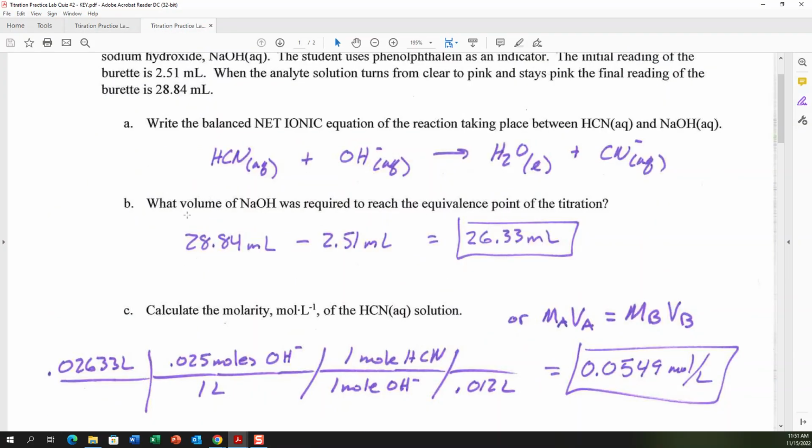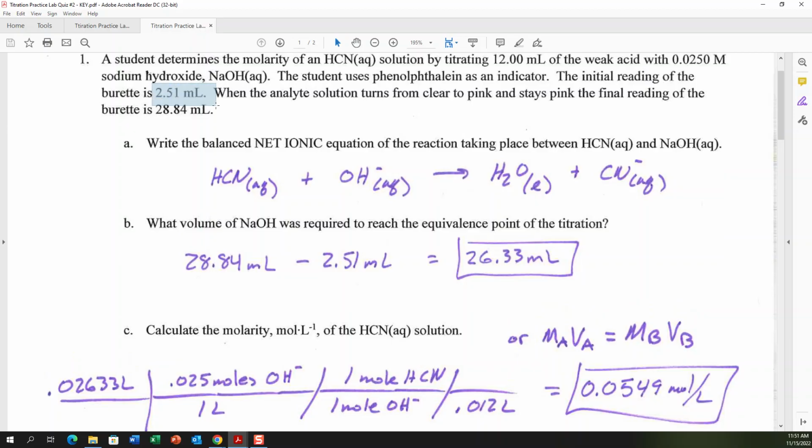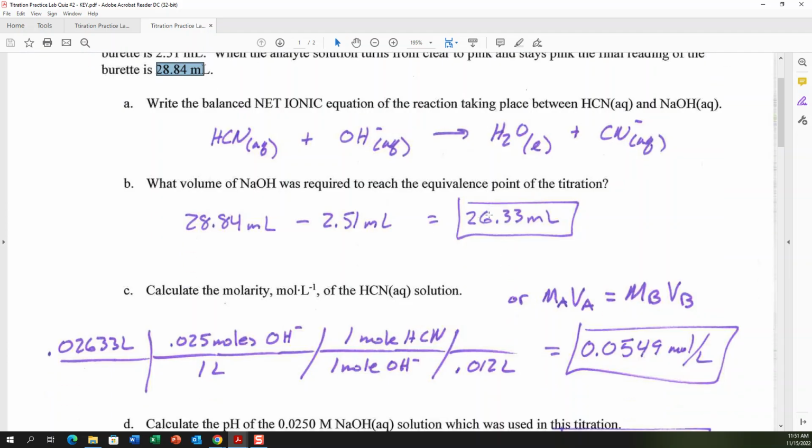Okay. To figure out the volume of NaOH to reach the equivalence point, we got to do final minus initial volume. Technically we should start at 0, but they're never going to start at 0 in a free response problem. So what did the person do? They filled up the burette to 2.51 milliliters. That's where they started the titration, and they slowly added the NaOH until we went from clear to pink, and the final volume reached is 28.84 milliliters. So if I just do final minus initial, that's how many milliliters of NaOH were required.